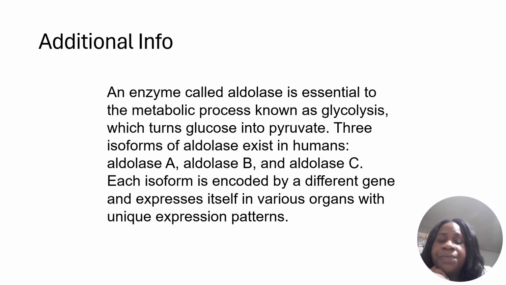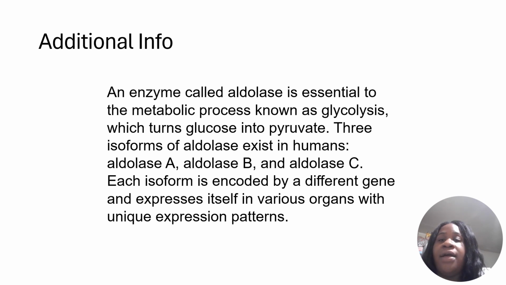Additional information: an enzyme called aldolase is essential to the metabolic process known as glycolysis, which turns glucose into pyruvate. You have three isoforms that exist in humans. You have aldolase A, aldolase B, and aldolase C. Each isoform is encoded by a different gene and expressed in various tissues with unique expression patterns.